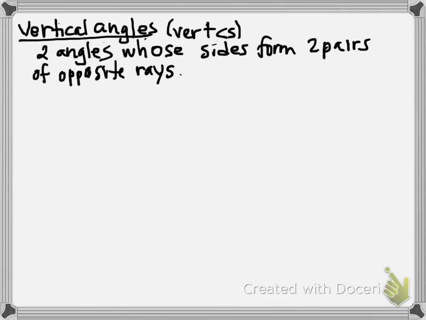Okay, so to illustrate, there's one ray, there's two rays, and I'm just going to number two of those angles. There's actually two sets of vertical angles when we have these opposite rays. So we have two sets of opposite rays. They have a common endpoint right there. And we say that angle 1 and angle 2 are vertical angles.